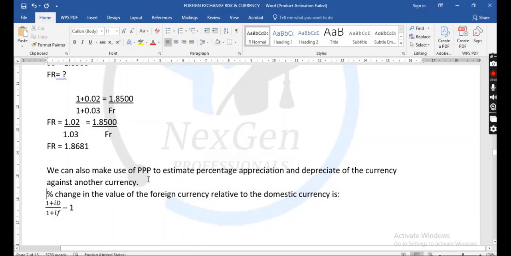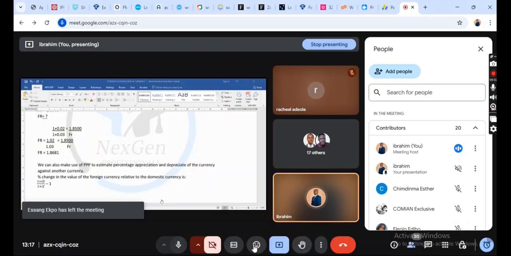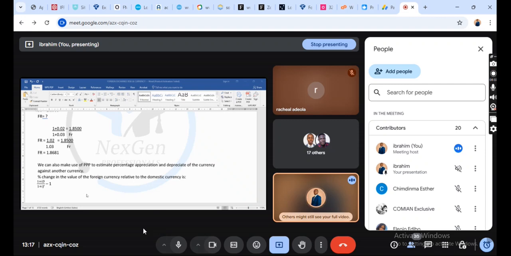Just like the way the formula is, right? So we can use that. If you want to determine the percentage depreciation of currency or the appreciation of currency, this formula here is for depreciation of currency, class. Please let's pay attention to this part. If you want to determine the forward rate, we've done that.